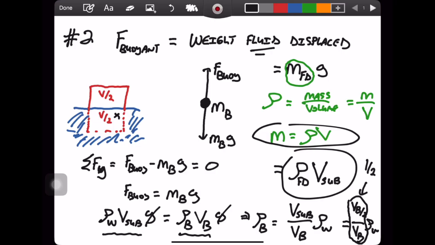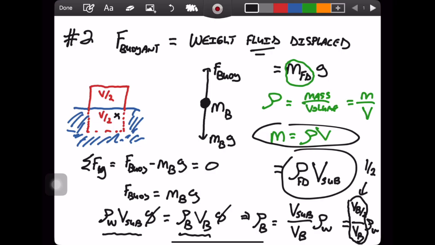And so we can rewrite this buoyant force as the density of the fluid, in this case water, multiplied by the volume that is submerged. That's the amount of water that had to move away. That's a fancy way of writing the mass of the fluid displaced, and then the mass of the fluid displaced times g is the weight of the fluid displaced.